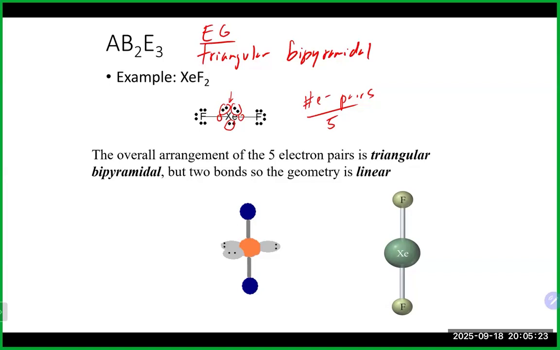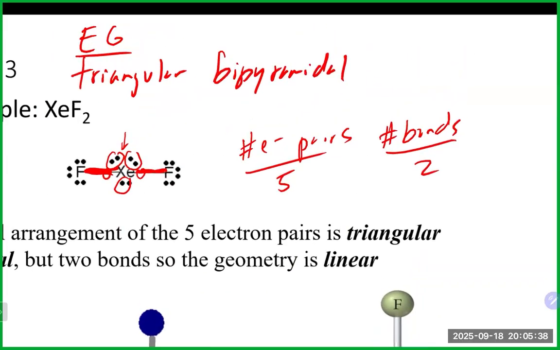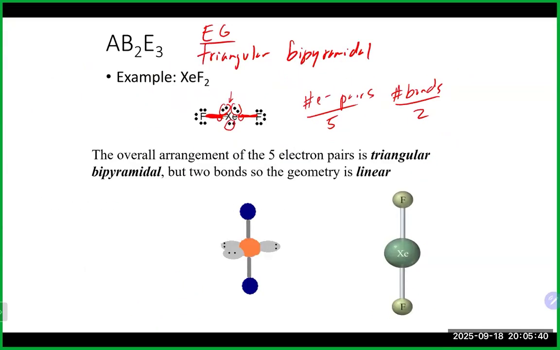But in this case, we actually only have 2 bonds happening. We have 1 bond there and 1 bond there. So the number of bonds are actually 2 in this case. So what ends up happening in this particular example is the 2 bonded atoms are able to find their way basically apart from each other in that linear arrangement. And that's actually what it is.